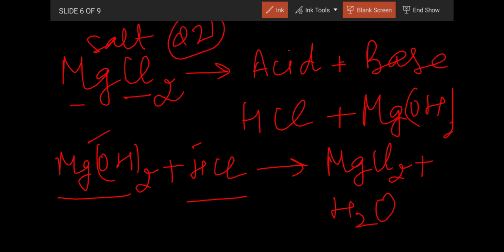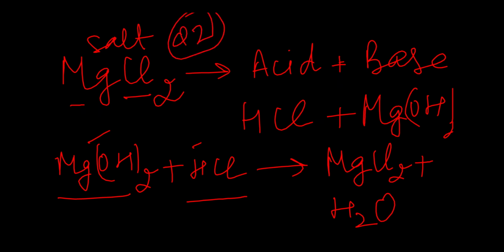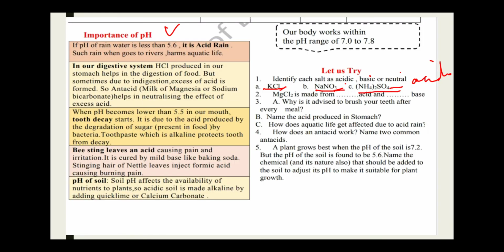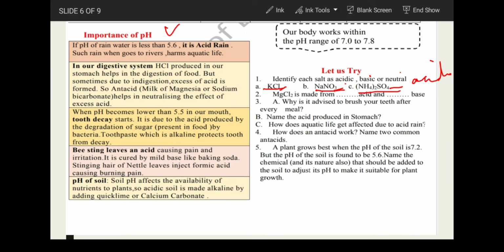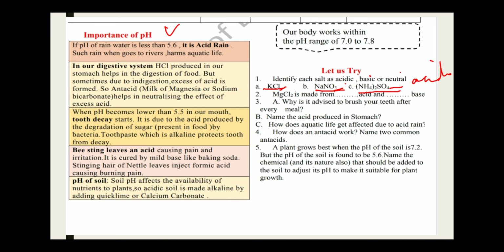Okay, so you got your second number question. Okay beta, now we will discuss this part. What is the importance of pH? Our body works within a specific range, that is 7 to 7.8. This is the pH range of our human body.